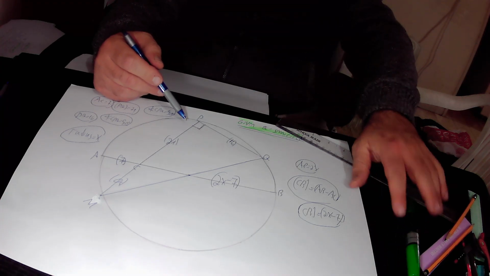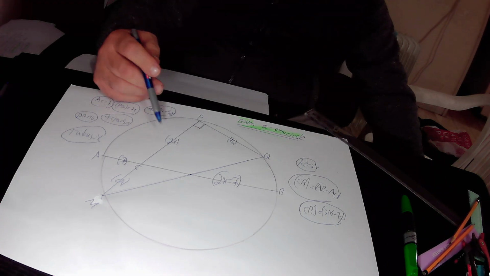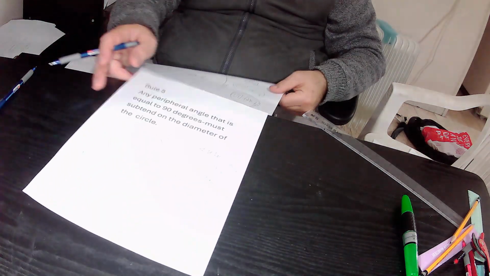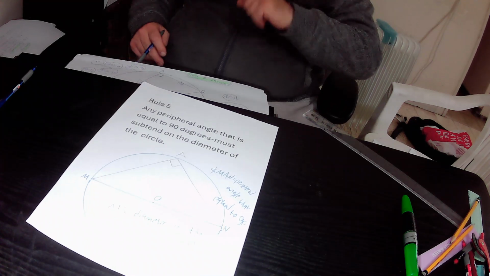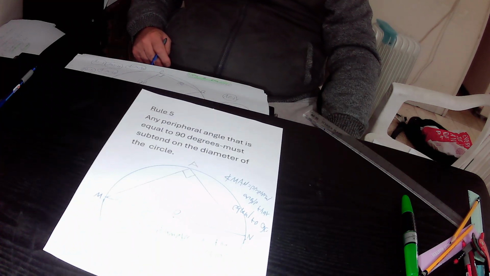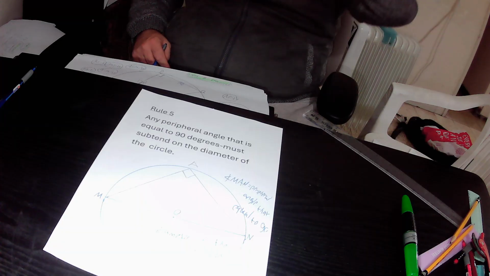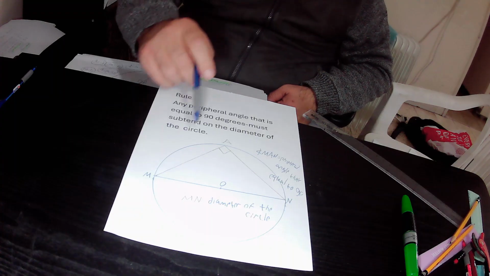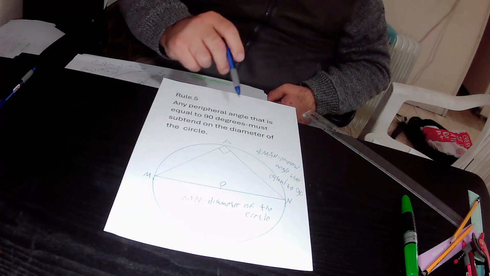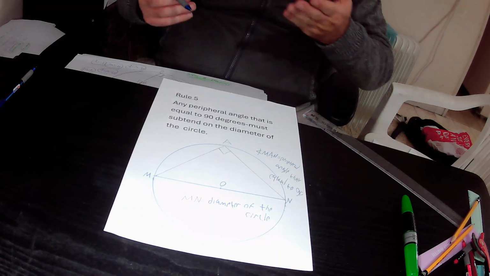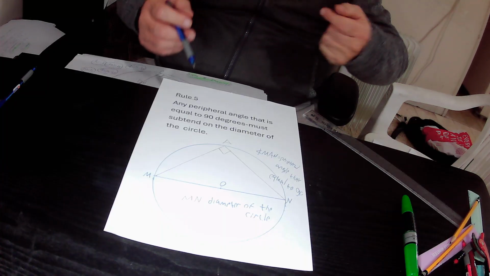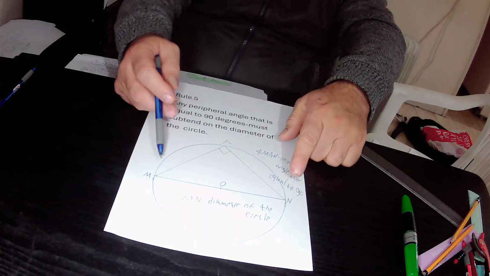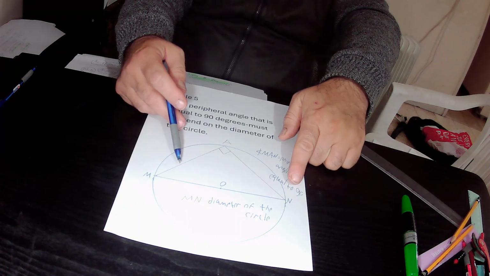So here you can implement rule 5. Let me quickly repeat rule 5. According to rule 5, any peripheral angle that is equal to 90 degrees subsets the diameter of the circle. In the drawing, we have a circle. This is triangle MAN, which has a 90 degree angle. Therefore, according to rule 5, triangle MAN must subset the diameter of the circle. Triangle MAN subsets chord MN, and chord MN is indeed the diameter of this circle.